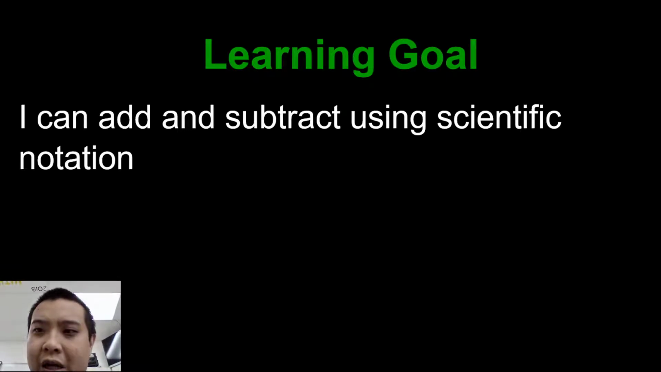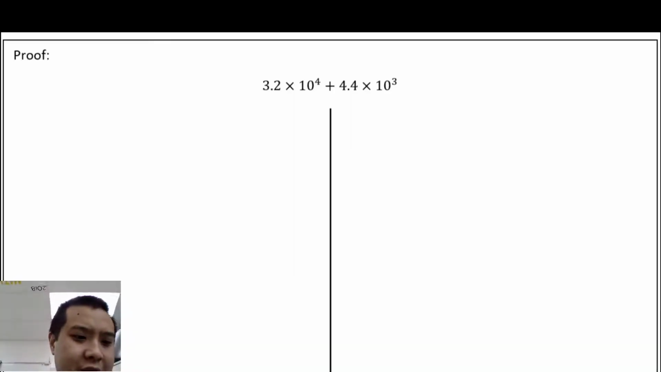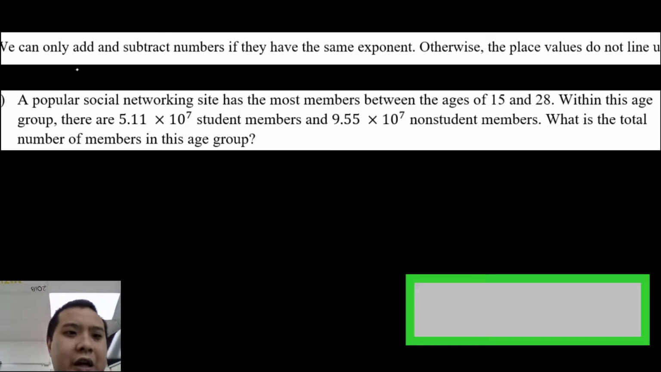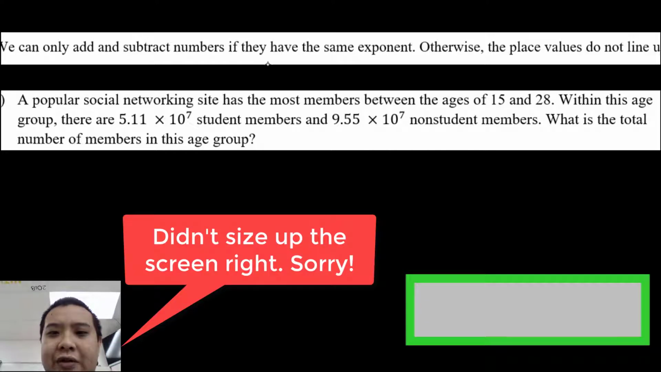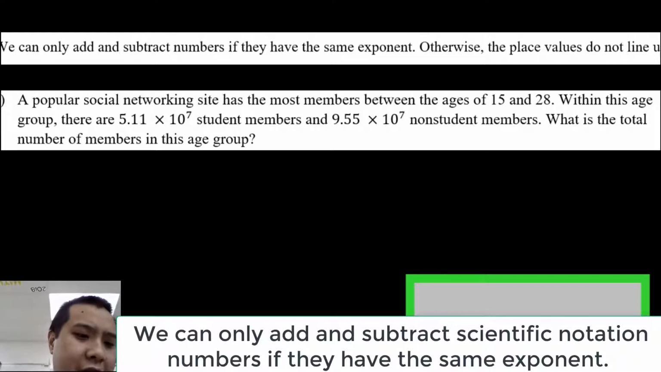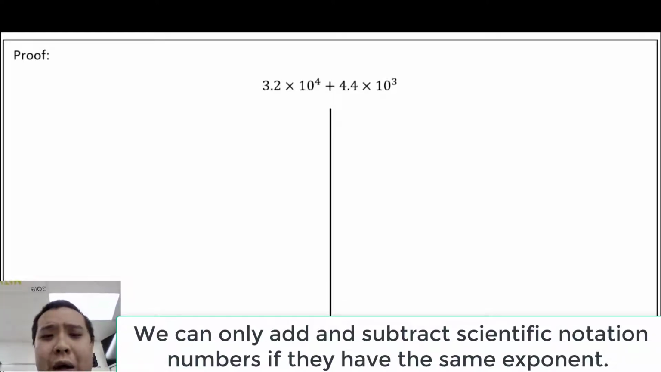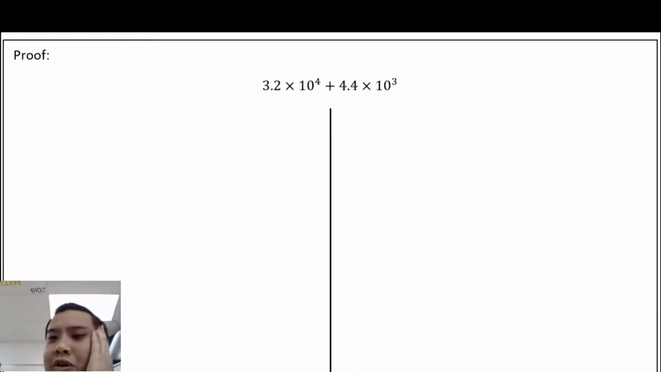So, the top of your notes should look something like this. And it should also say we can only add and subtract numbers if they have the same exponent. Otherwise, the place values do not line up. And it should have something that says proof right here. However, we're not going to do this proof right now. We're going to do that in class together. So you can hold off. We're going to hold off on this section of the notes and complete that later.